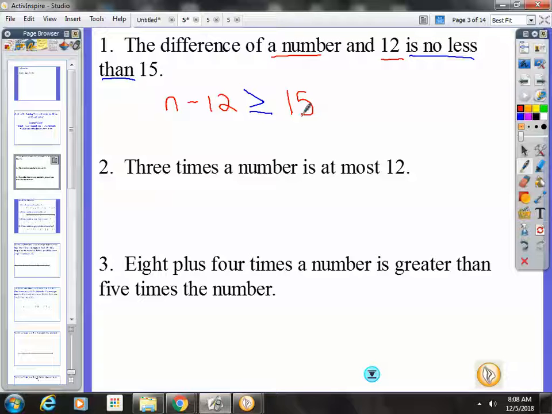For this example, for now, that's all we're going to do. We're just going to write the inequality. Eventually, we'll solve it. Number 2 says 3 times a number is at most 12. Let's just break this apart. What does 3 times a number look like? 3n or 3x, whatever variable you want to use, is at most 12. Does anybody know what at most means? That's correct. Very good. At most is less than or equal to. At most 12.